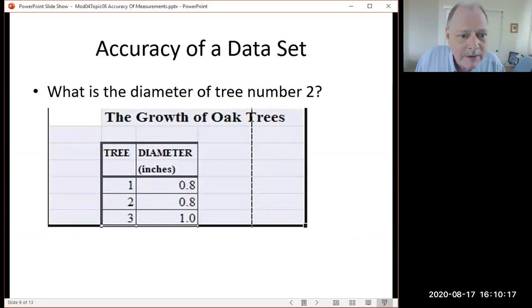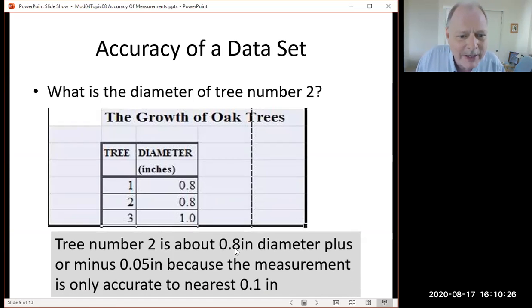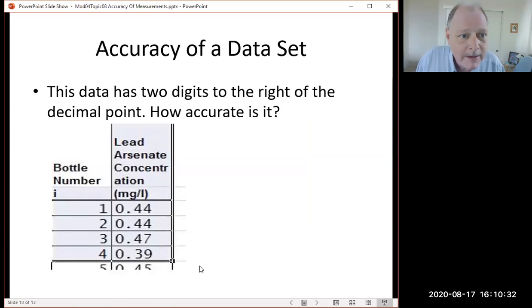Okay, so what's the diameter of tree number 2? You say, well, it says right there 0.8 inches. Sort of. It's about 0.8 plus or minus 0.05 inches. This data set has 2 digits to the right of the decimal point. How accurate is it?